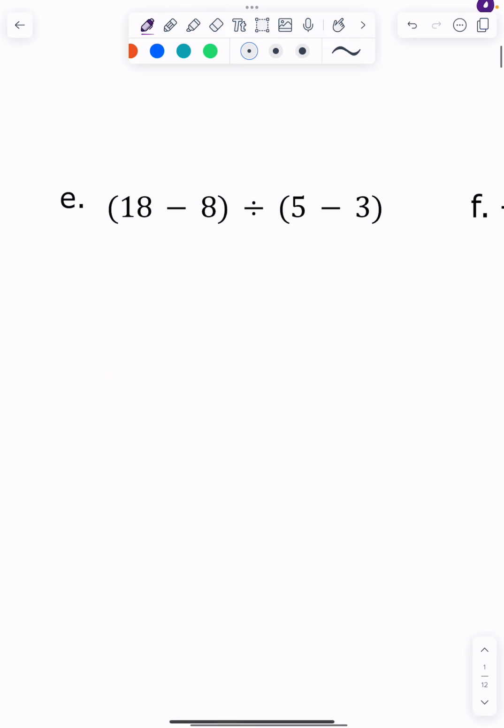E has 2 sets of parentheses, so 18 minus 8 is just 10, 5 minus 3, 2, and then there's division between them. 10 divided by 2 is 5.